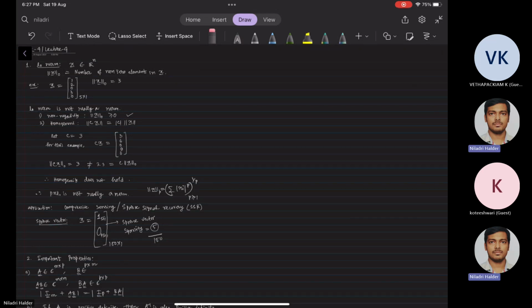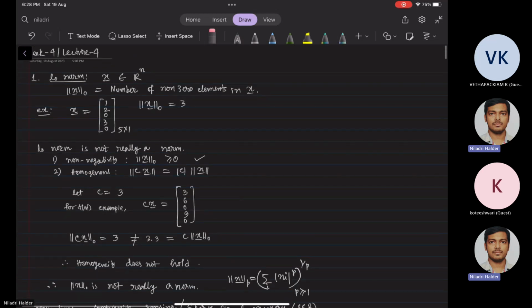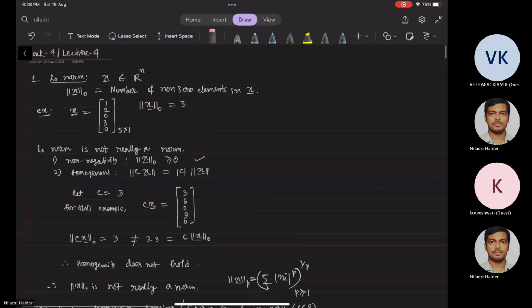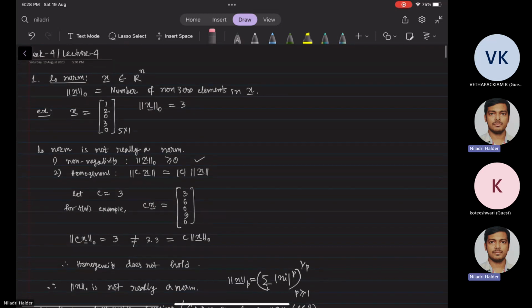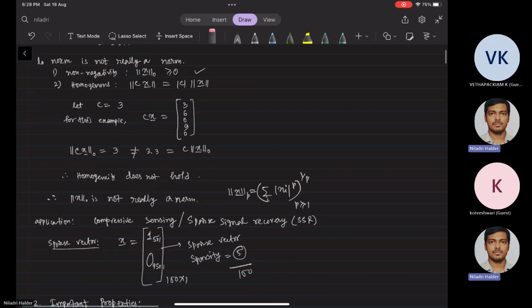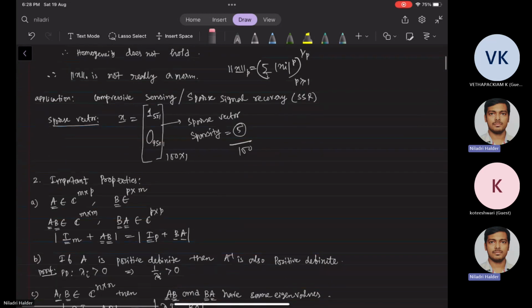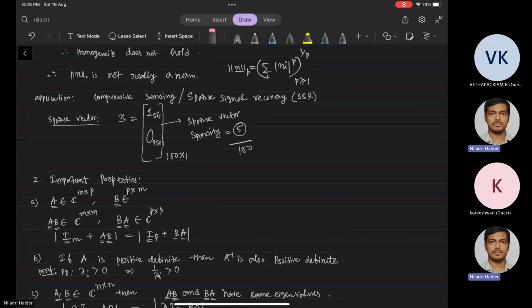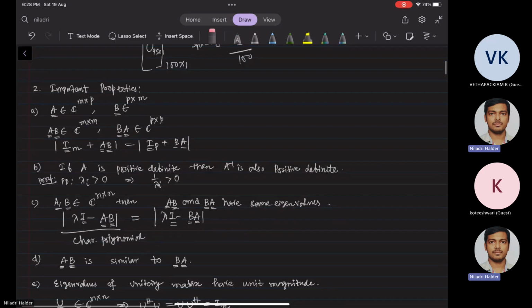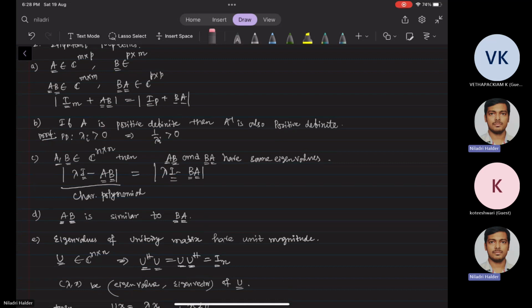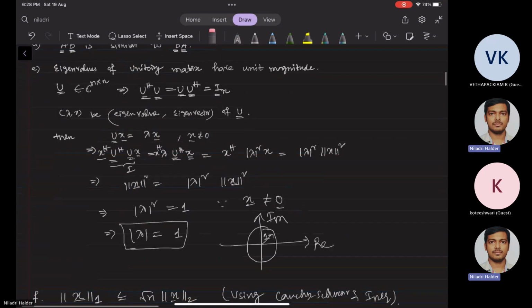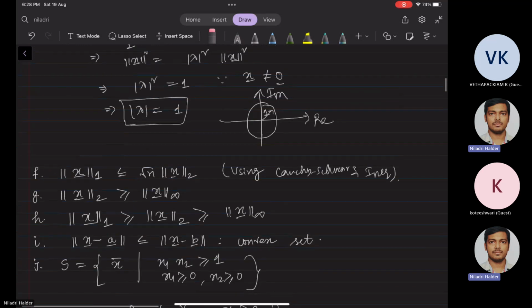Now let's conclude the class and summarize what I taught today. I have revised the topics the professor has already taught. First is the L0 norm and its definition, and the application of the L0 norm is to recover a sparse signal. Then he mentioned some important properties, which I have also mentioned here, and those will be useful later.